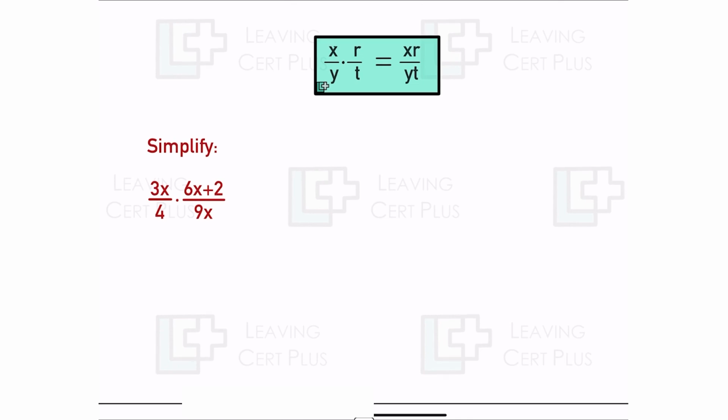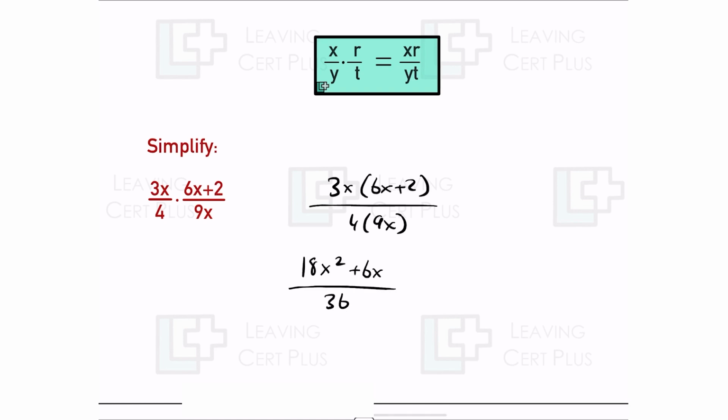So if I multiply the x by the r, I get xr. The y by the t, I get yt. So multiplying these out, I'll do the first one for you. We've got 3x by 6x plus 2. On the bottom, we have 4 by 9x. So multiplying in the 3x, we've got 18x squared plus 6x. On the bottom, we have 36x.